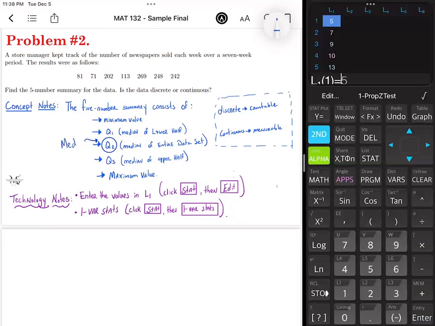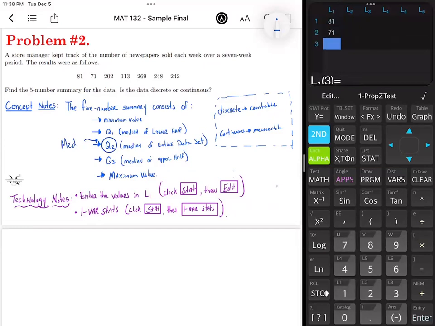Now, because I have values in my lists, you can highlight L1. Sometimes you can do this with the arrow keys. Because I'm using this on my iPad, I could just tap. In your list here, you can clear the entire list and then hit enter. And then you could re-enter your data values. When you enter the data values, it doesn't have to be in order, but you got to make sure that you enter all of them. Because this list consists of 7 data values, I know I have to enter 7 numbers.